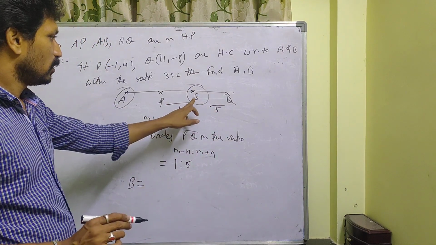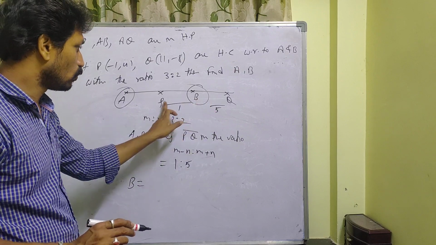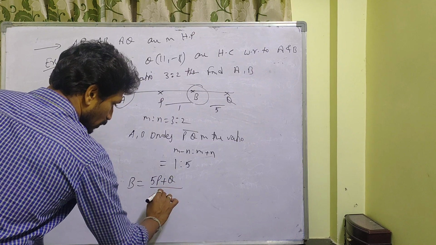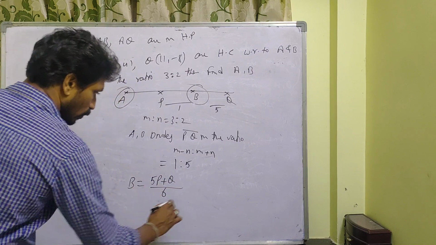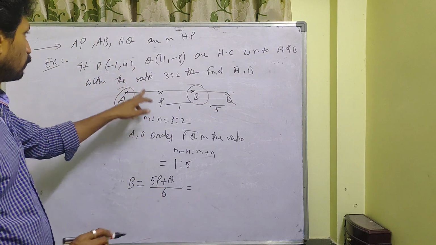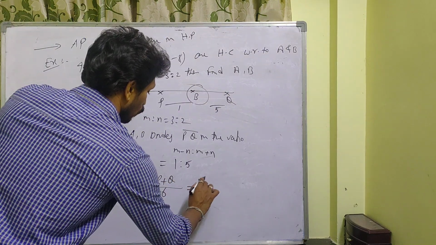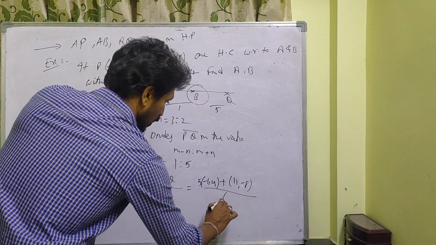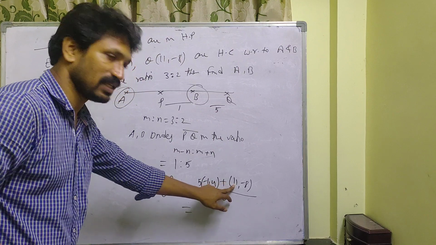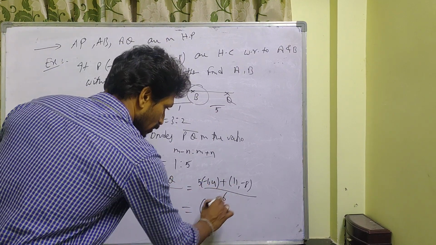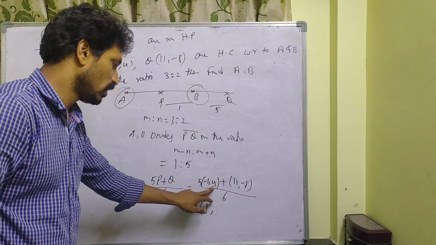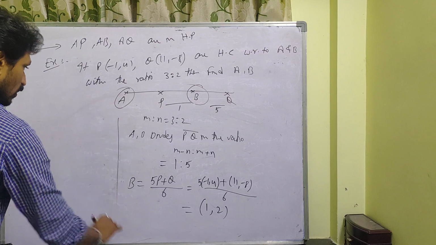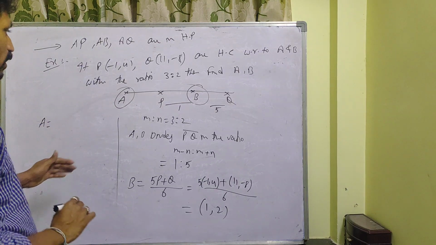So that means B is equal to 5P plus Q by 1 plus 5, 6. So 5P, that means P they given minus 1 comma 4. 5 into minus 1 comma 4 plus Q means 11 comma minus 8 by 6. Minus 5 plus 11, 6 by 6, 1. 5 fours are 20 minus 8, that is 12. 12 by 6, 2. Like that. A is equal to, how can you find out?